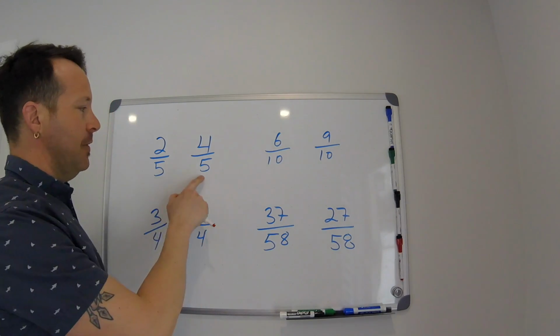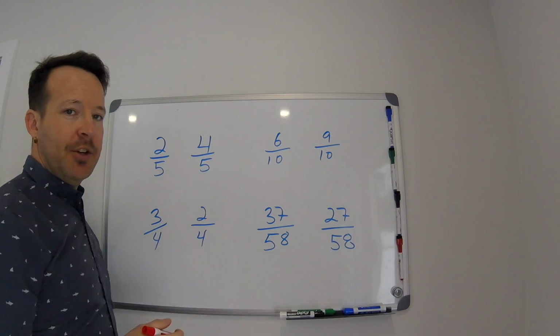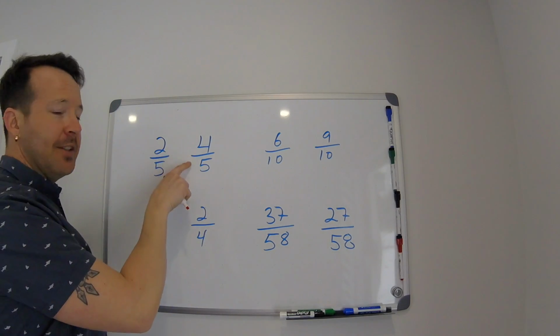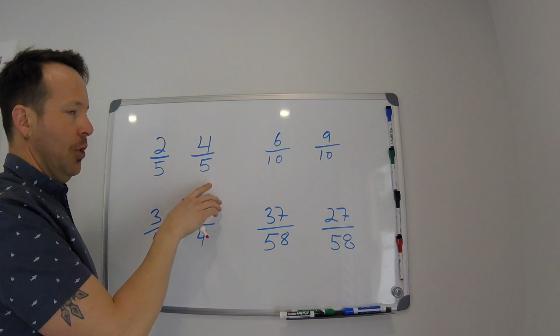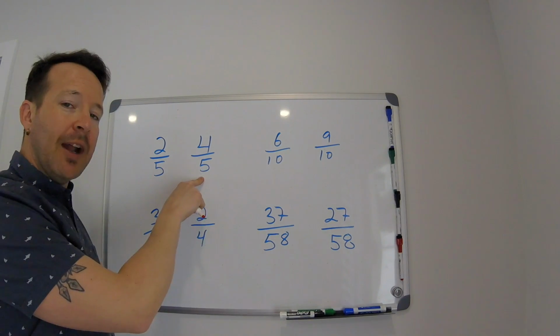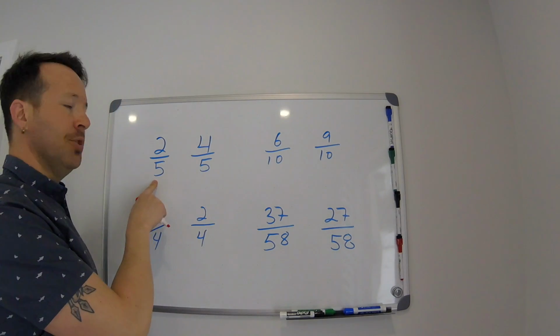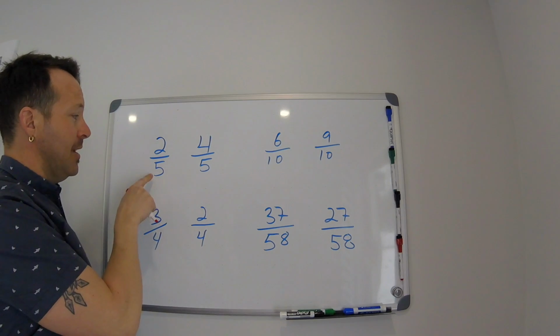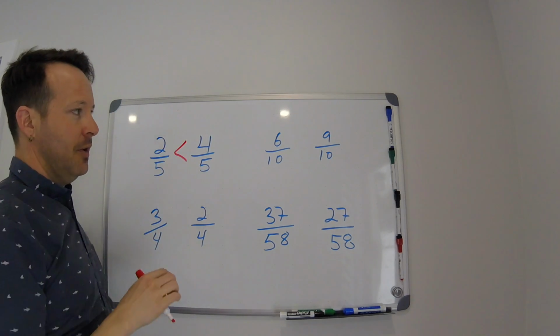So let's look at 2/5 and 4/5. Which one is greater? Well, 4 is a greater number than 2. So this is the greater fraction. So basically it's telling us that if this were a circle and we divided it into 5, 4 of those pieces would be shaded in, as opposed to 2 of the pieces shaded in on this circle. So 4/5 is greater than 2/5.